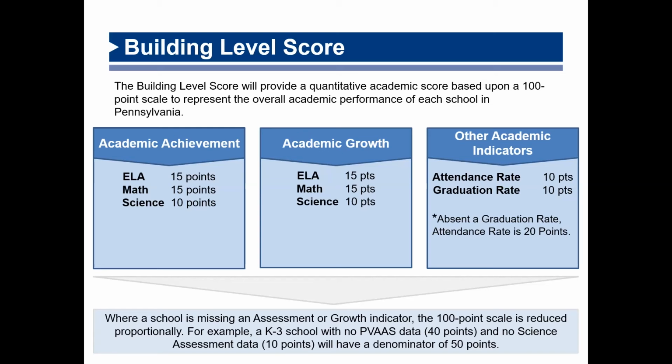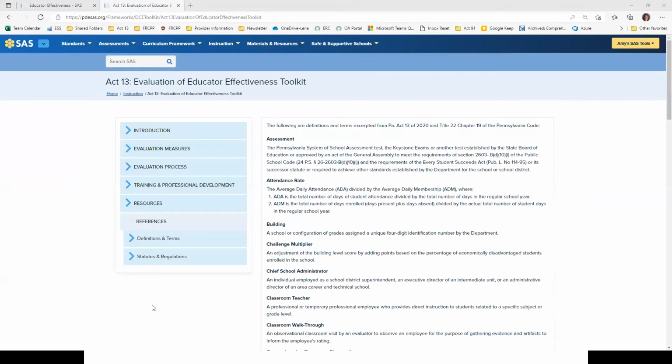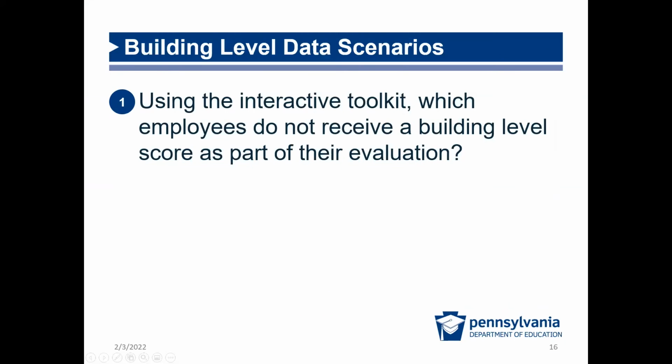So let's do some scenarios with building level data. You're going to go back to this toolkit, and Jean can tell you where. I just wanted to point it out. Go back to your toolkit. Which employees, these are the exceptions, do not receive a building level score as part of their evaluation or could not receive it? I'll give you a hint. There are 4 answers. Let's see if we can get them.